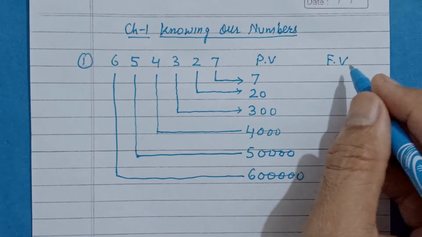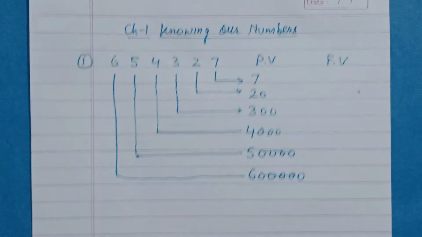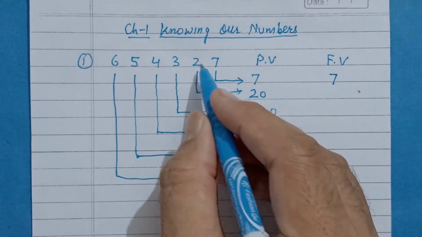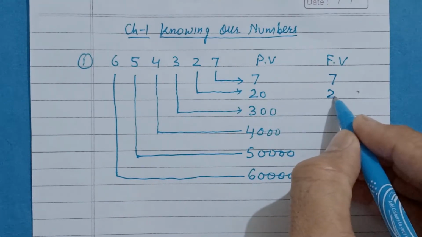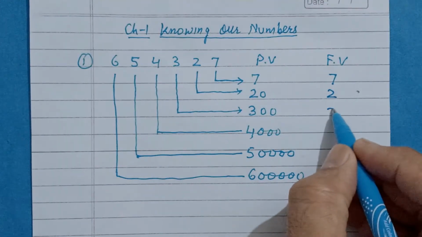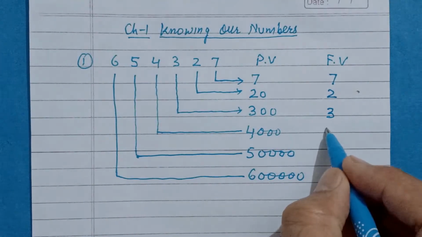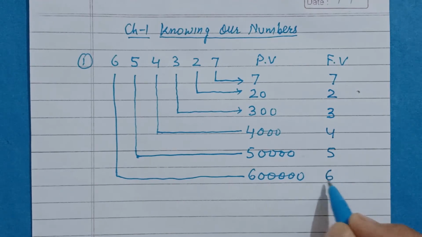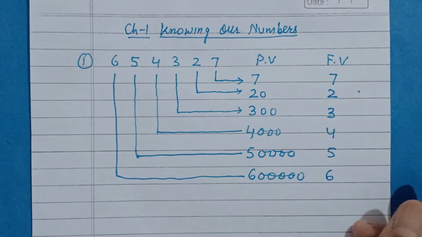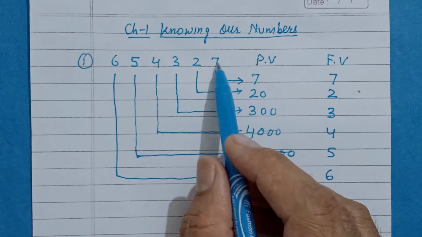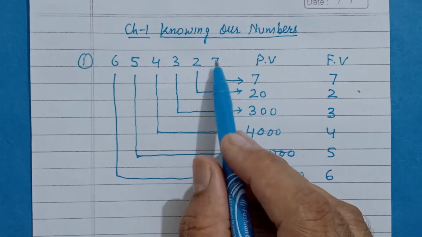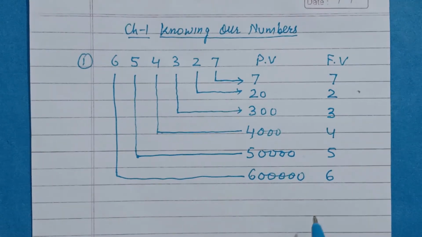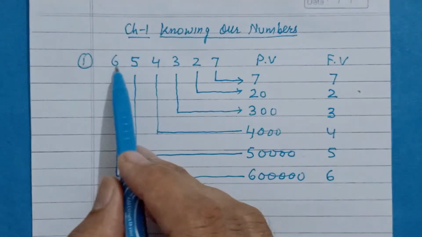and face value is, now face value of 7 is 7. Face value of 2 is 2. Face value of 3 is 3. Face value of 4 is 4. Face value of 5 is 5. Face value of 6 is 6. So face value is the digit itself. And place value: 7 is 7, 2 is 2, and after 2 there is only one digit, so place 1 zero. Similarly for other digits, we have to find out the place value and face value of a number.